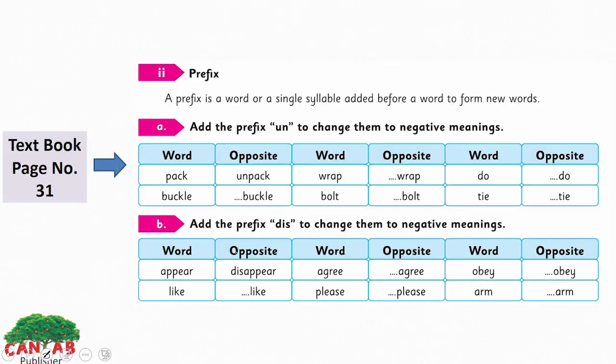Now look here. On page number 31 of your textbook, we have prefixes. What are the prefixes? We have learned about the suffixes in your previous lesson. So, this is the prefix. A prefix is a word or single syllable added before a word to form a new word. A syllable consists of 2 or 3 letters, like this, UN, here. There are 2 letters, but it is called one syllable.